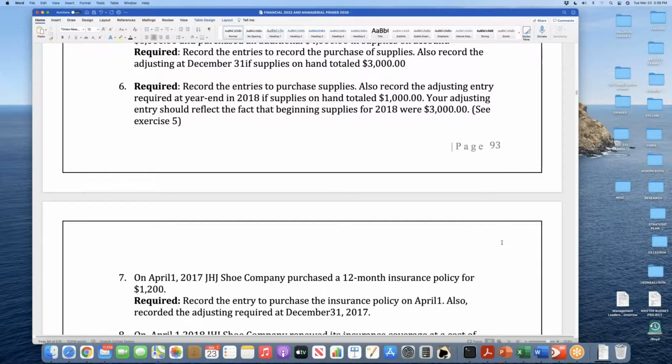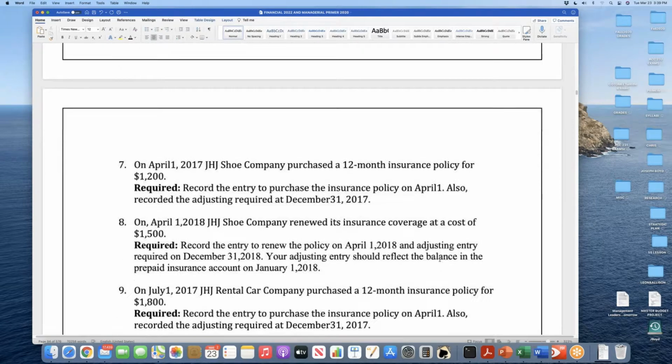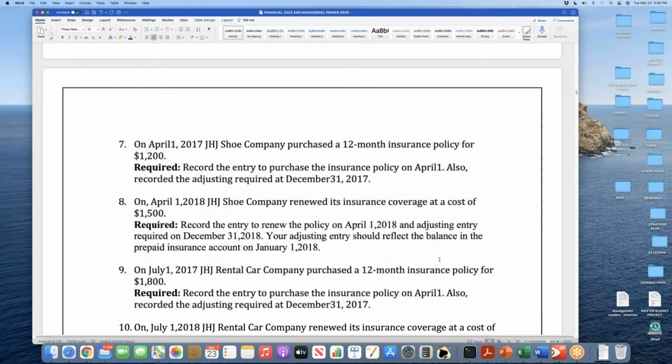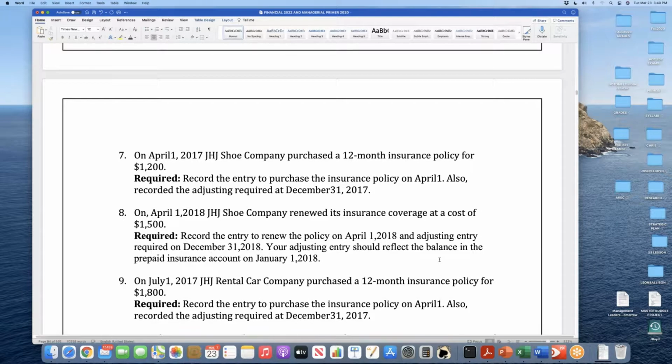How many months gone by? 12. Now, April 1st. So how many months gone by? So 9, 9. So what's the expense gonna be? 900. So you debit insurance expense and credit prepaid insurance for 900. Let's see if we can do number 9. Make me proud.